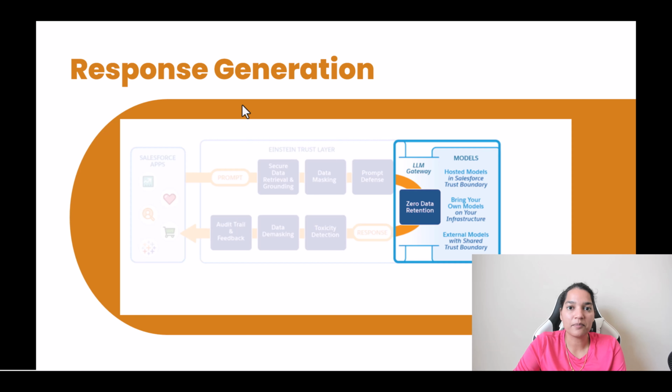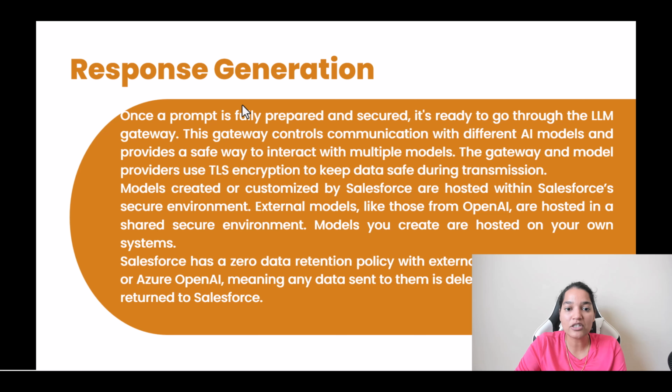Hello guys, welcome back. So far we have talked about the Einstein Trust Layer, the prompt journey part where it goes through several steps of secure data retrieval and grounding, then data masking, and third one is prompt defense. Now once the prompt has gone through these steps, then it reaches the gateway. Once a prompt is fully prepared and secured, it is ready to go through the LLM gateway.